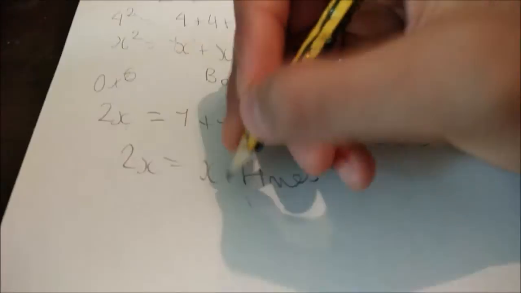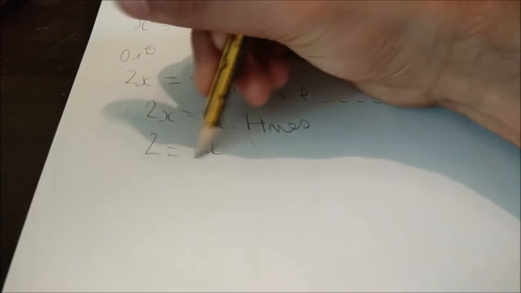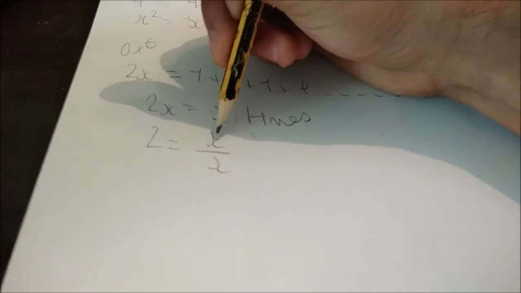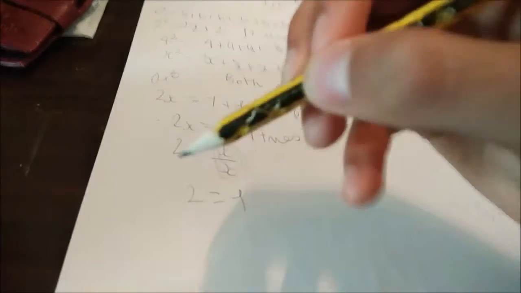Therefore, let's solve this very quickly. Therefore, x will equal, let's solve for 2, okay? So 2 equals x divided by x. And of course, anything divided by the same variable is equal to 1. Therefore, 2 equals 1. Now, okay, let's get back to 2 plus 2.